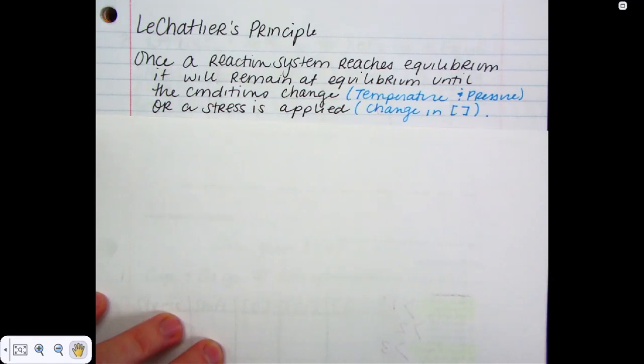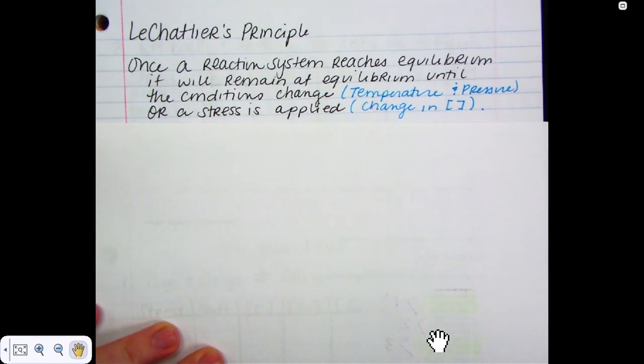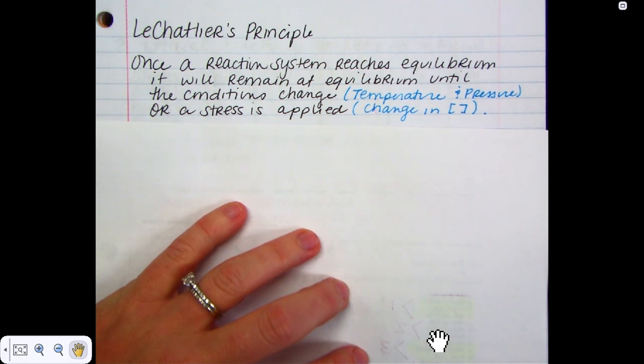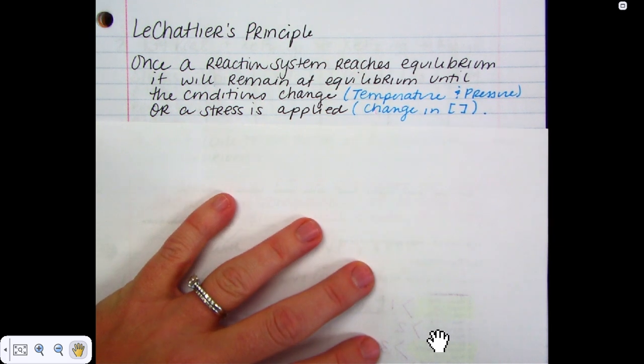Okay, so in this video, we're going to discuss Le Chatelier's principle. Le Chatelier's principle allows us to look at a reaction that is at equilibrium and to see how that reaction changes based on an external force that we call a stress. So once a system reaches equilibrium, it will maintain that equilibrium unless there is a stress or a change in the environment of that reaction.